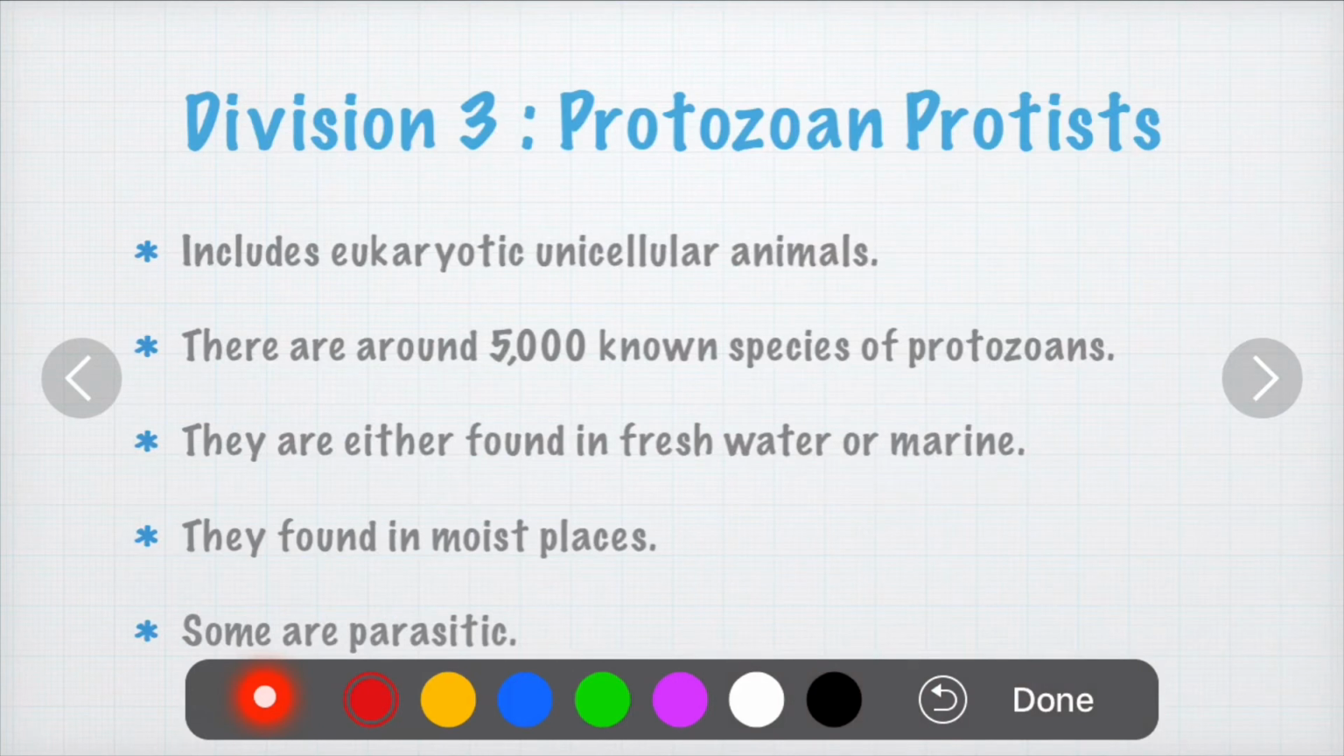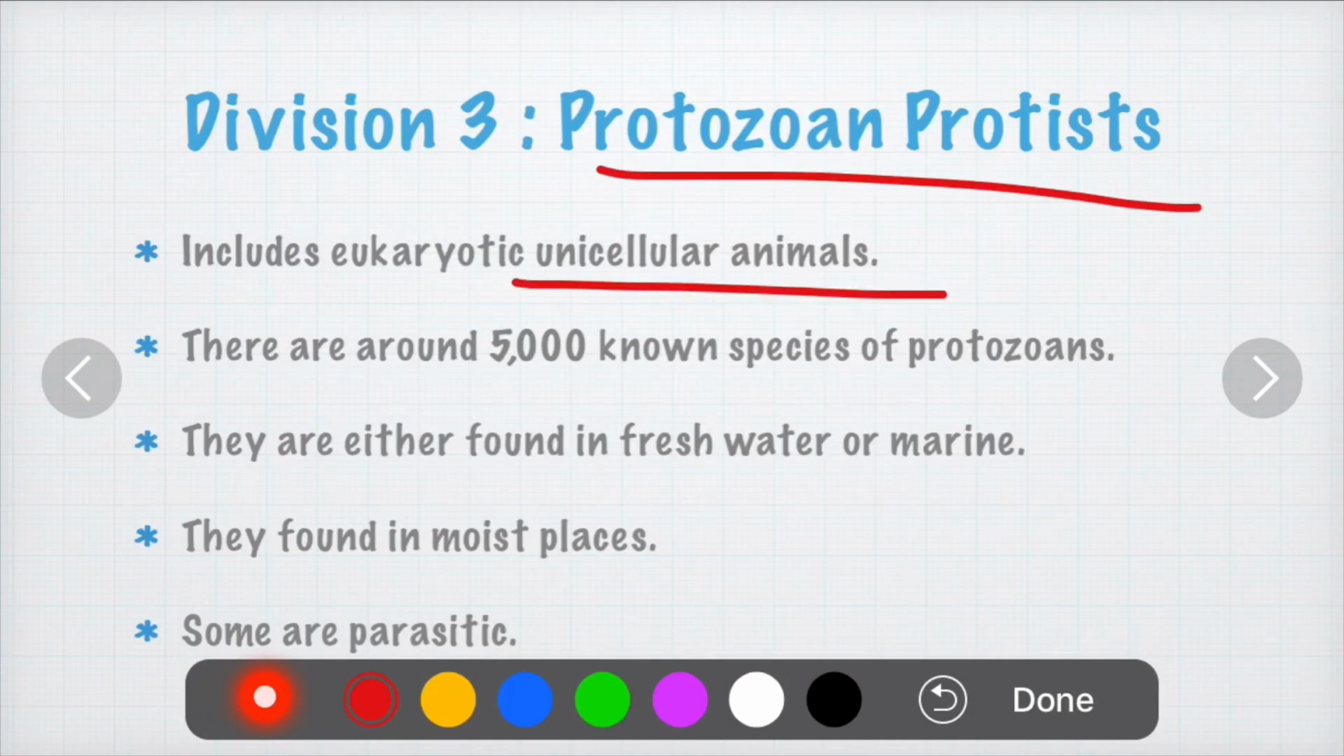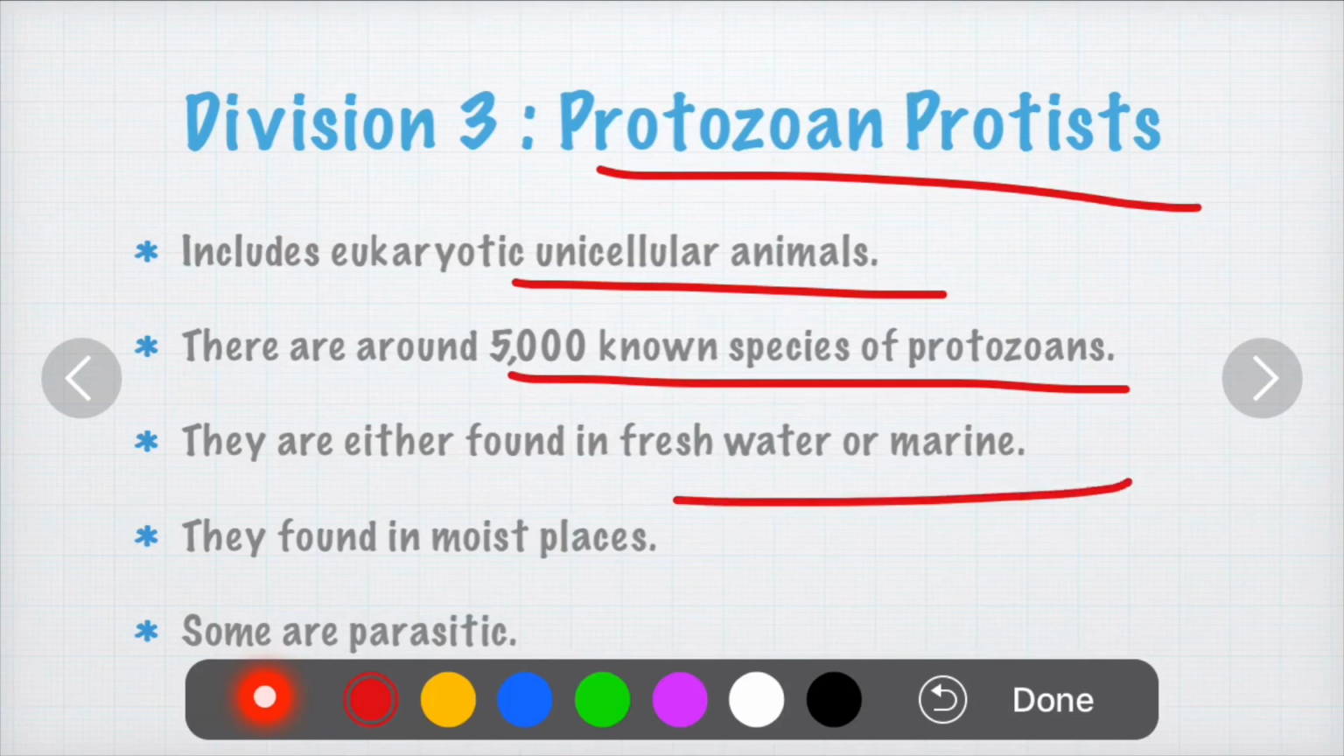The third division under the classification of the kingdom Protista is the protozoan protists. This includes all the eukaryotic unicellular animals, so only a single cell is present. Around 5,000 species are known under the protozoan protist group. They are found either in fresh water or marine water. Almost all are present in moist places.